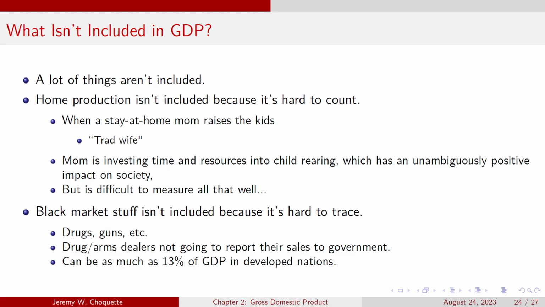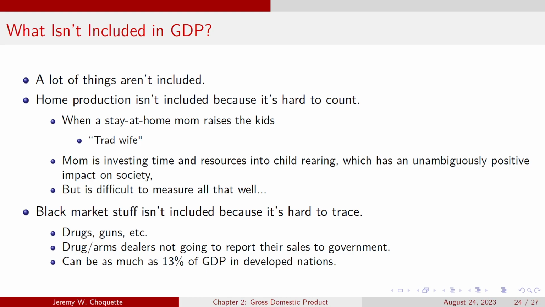Because the kid will always have a parent around to keep an eye on them, make sure they're not trying to do stupid things like put their keys in the electric socket. Not that I tried to do that as a kid or anything like that. But aside from that, there's also the education, the guaranteed social interaction, and there are very, very positive benefits to home production, but it can be kind of difficult to measure.